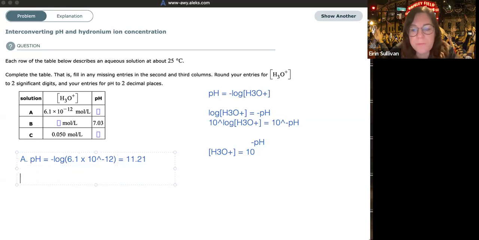Okay, so solution B. This time we've been given the pH and we need to solve for the concentration in moles per litre. So my concentration is going to be equal to 10 to the power of minus the pH, which is minus 7.03. Again, if I'm putting this in my calculator, I'm probably going to put 10, hit my y to the x button, open bracket, minus 7.03, close bracket, press equals and hope. And I get 9.30 times 10 to the power of minus 8 moles per litre.